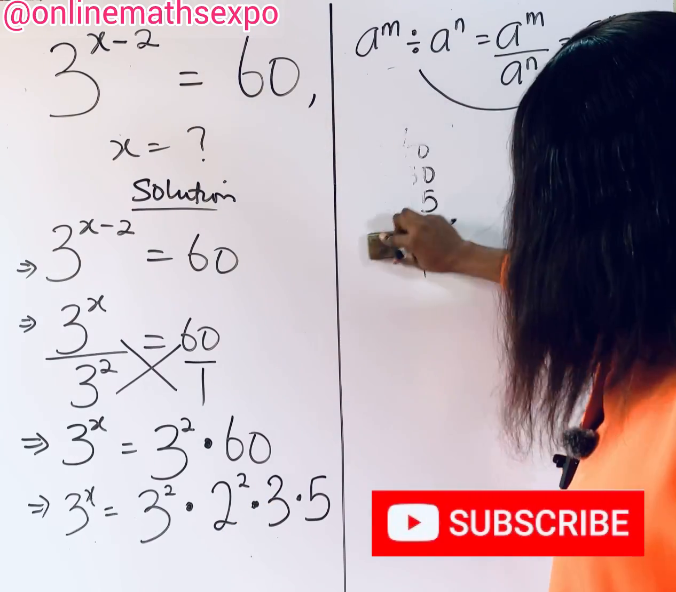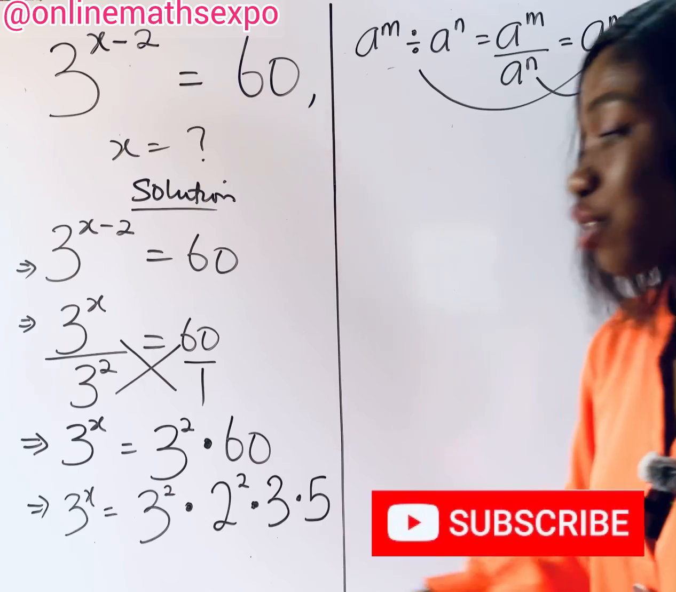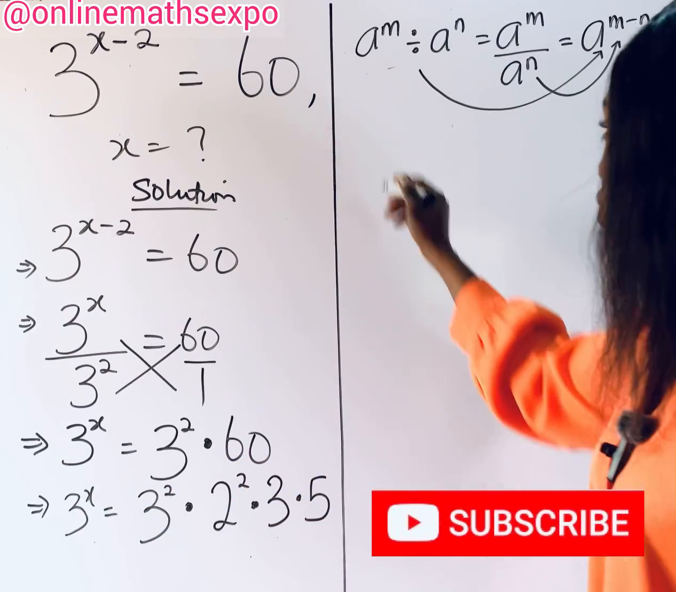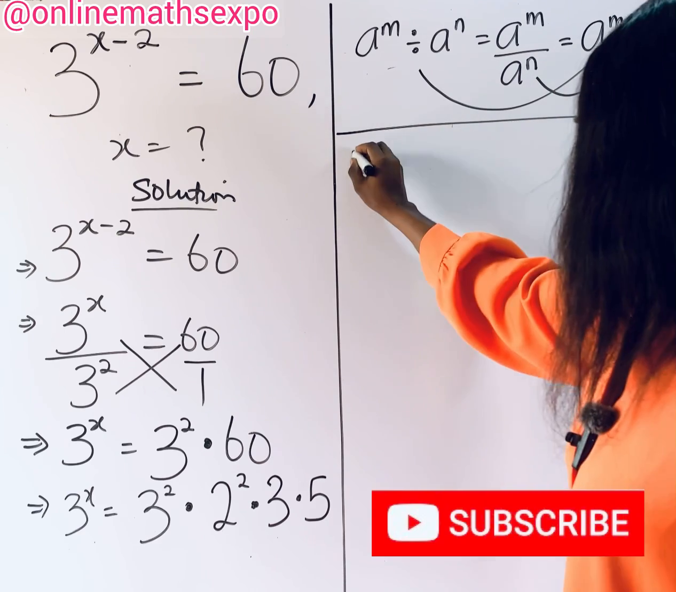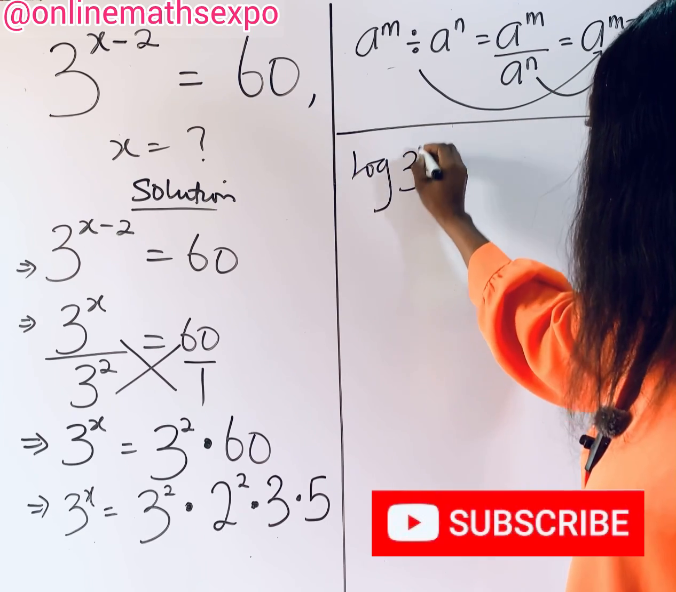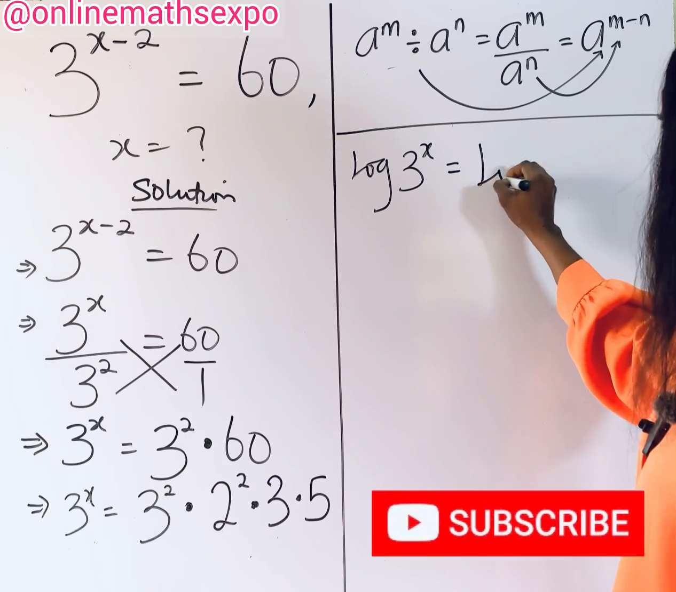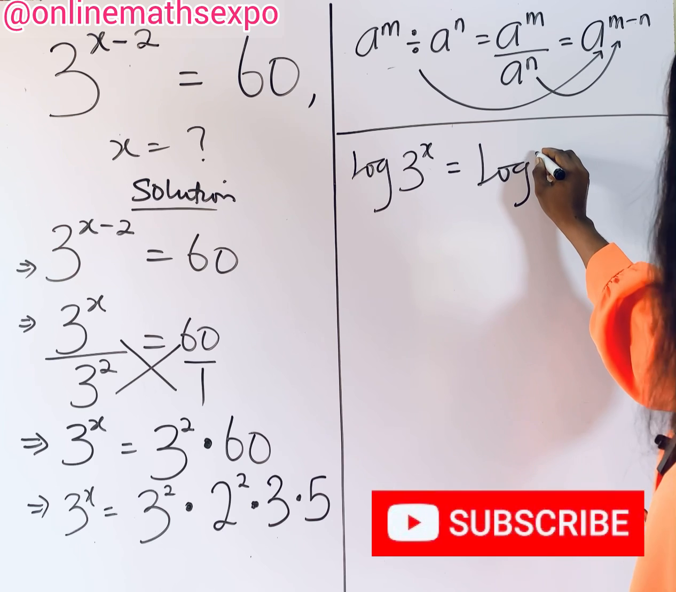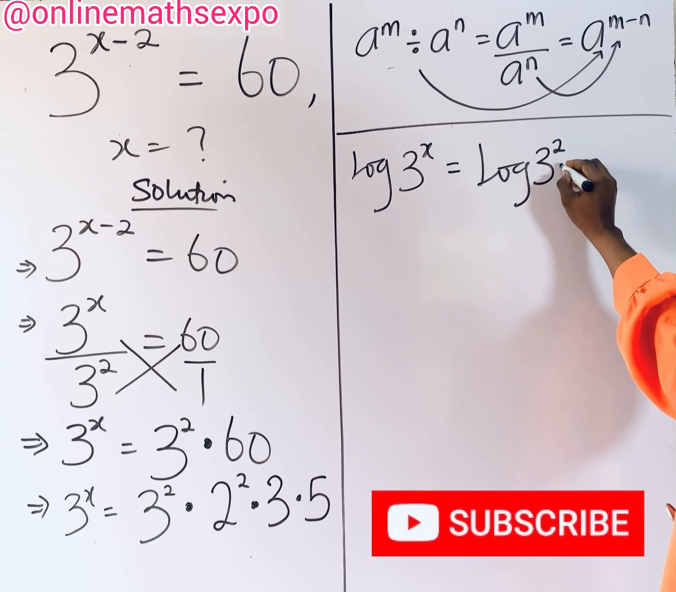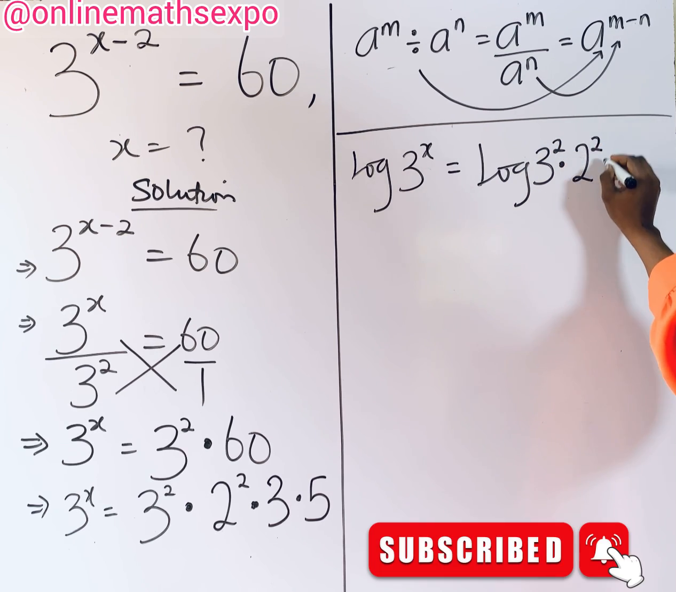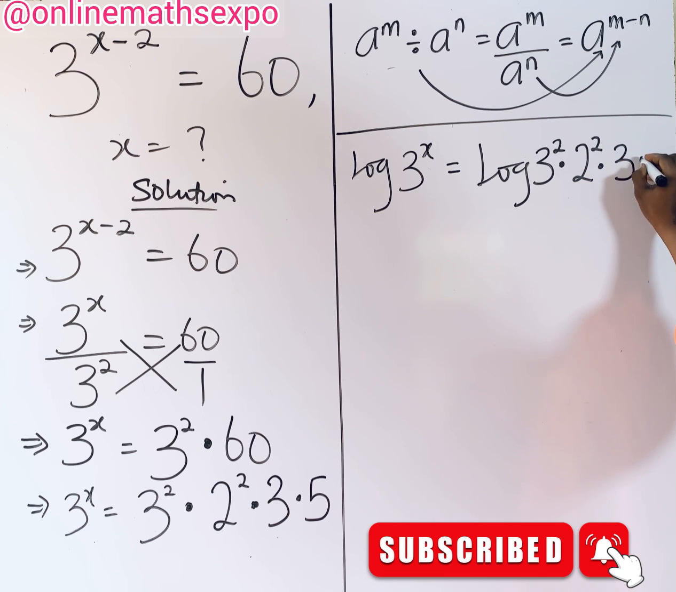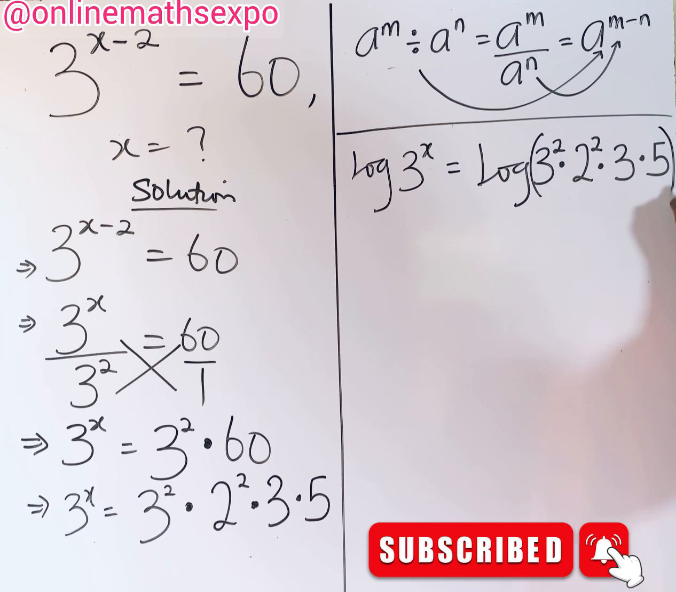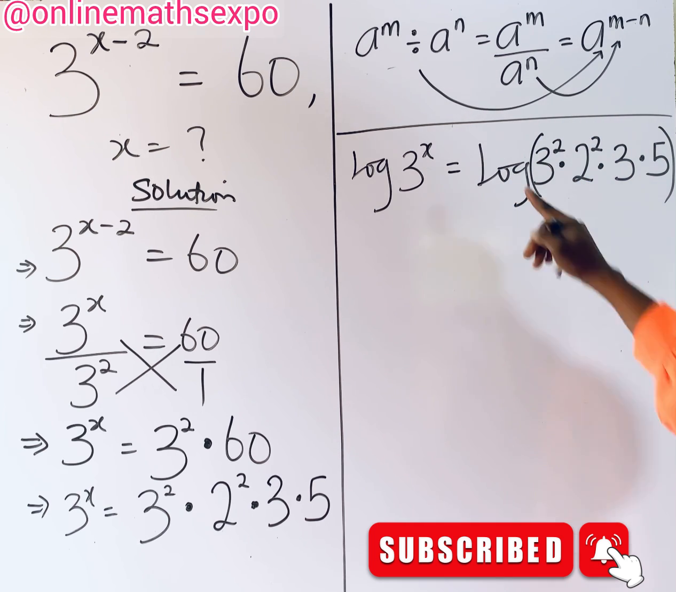So what do we do at this point? Remember, our target is to find x. So we are going to take the log of both sides. So we have log of 3 to the power of x is equal to the log of the whole of what we have here, that is 3 to the power of 2 multiplied by 2 to the power of 2 multiplied by 3 and multiplied by 5. I hope you're with me there. So this is multiplying, just bring them together and use one log.